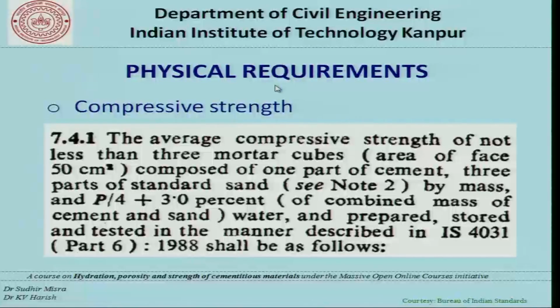Now, with regard to strength of Portland pozzolana cement, we have already seen that addition of fly ash sometimes reduces the strength substantially. Some information is provided for Portland pozzolana cement. So, regarding strength, what is stated is shown here. The average compressive strength of not less than 3 mortar cubes, area of each face being 50 centimeter square, composed of 1 part of cement and 3 parts of sand by mass, and using a water to cement ratio of P divided by 4 plus 3, which basically comes from the setting time and water consistency, and prepared, stored and tested in the standard manner should be as follows.